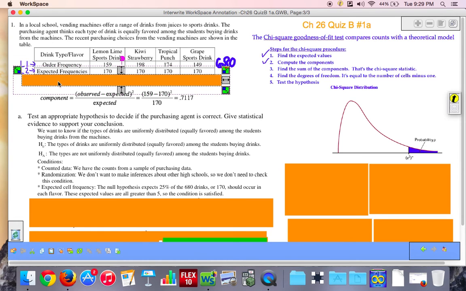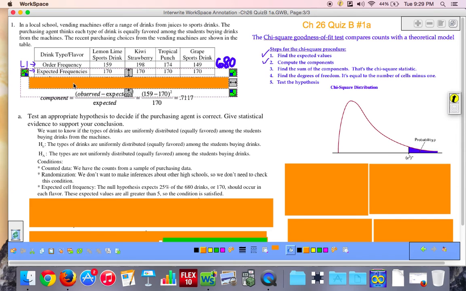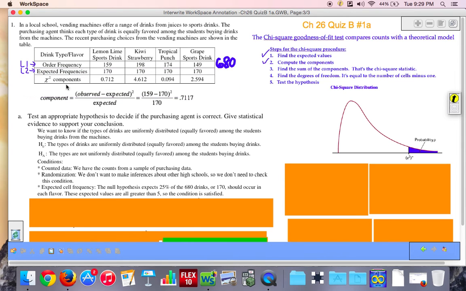All right, so here we go. Our chi-squared components for lemon lime would be 0.712, for kiwi strawberry 4.612, for tropical punch 0.094, for grape sports drink 2.594. Those are the pieces of our chi-squared distribution.